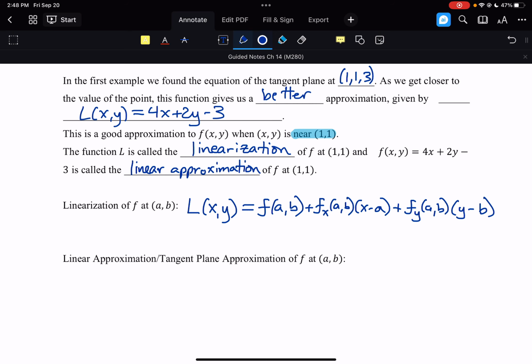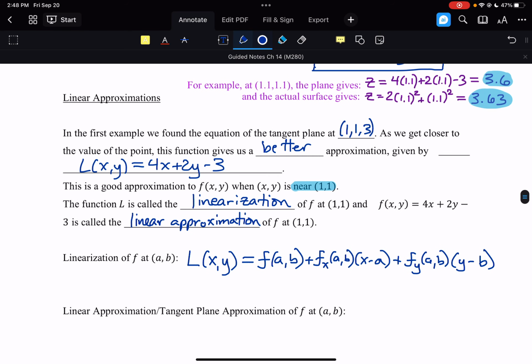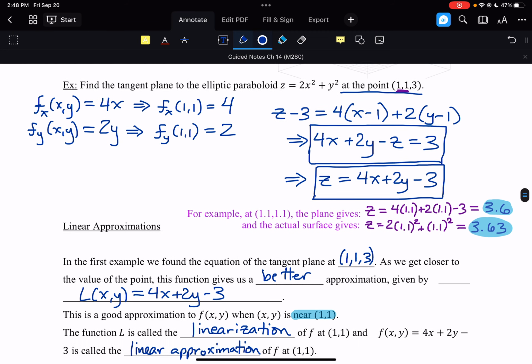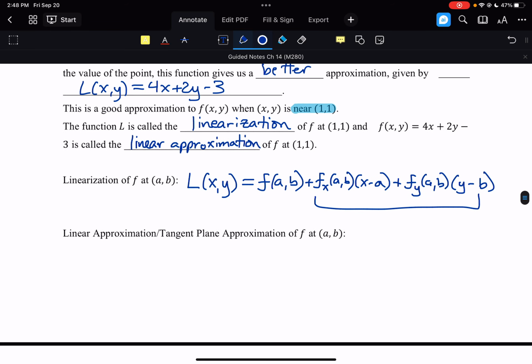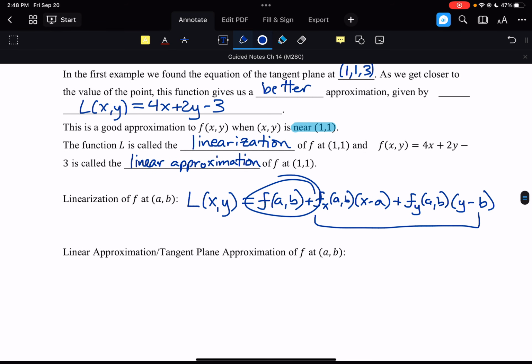Which, if you relate this back to our tangent plane formula, this part is this part, right? It's exactly the same. Basically, we just took this starting z value, that output value, and added it to the other side. And that gave us this. That's the f of a, b. So this is the same equation as the tangent plane equation, just using some different variables, slightly different notation and terminology.